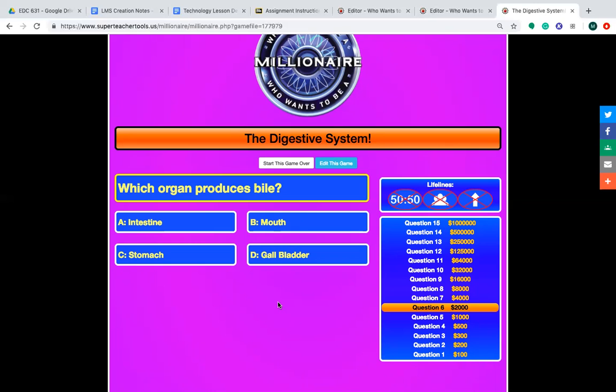As a whole class, like I had said, I would put them into groups of 4 or 5, and each group would answer one question at a time. And I would use this to review instead of not using technology to review the digestive system.